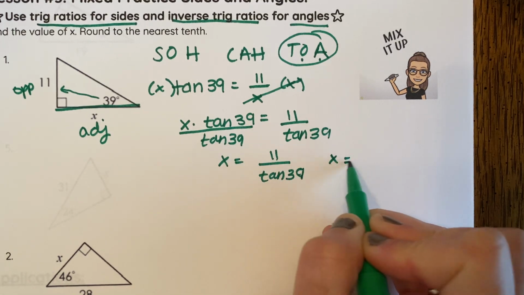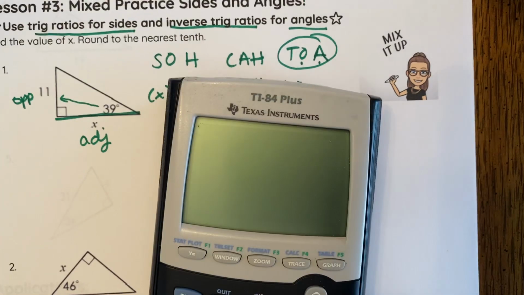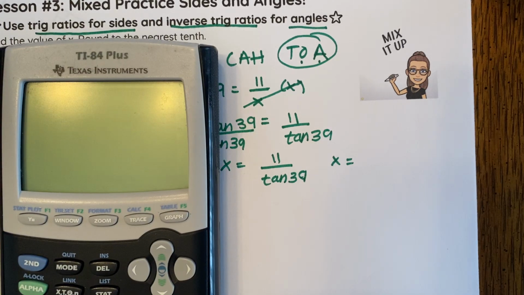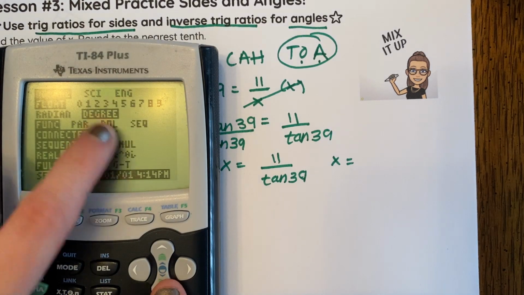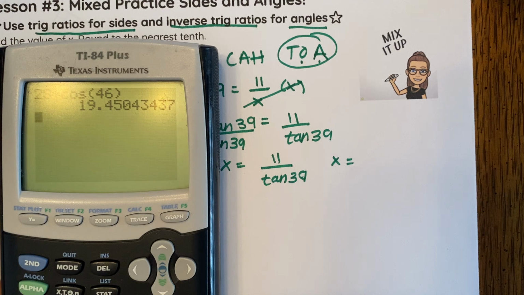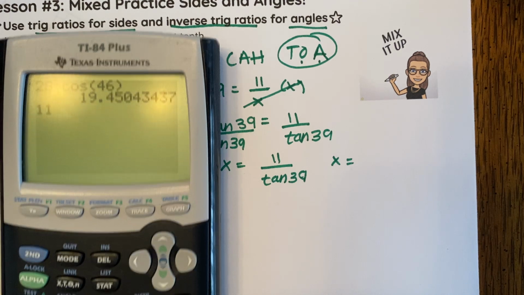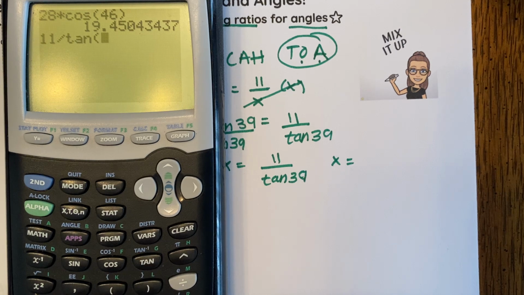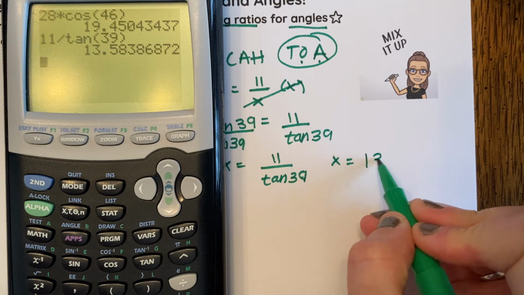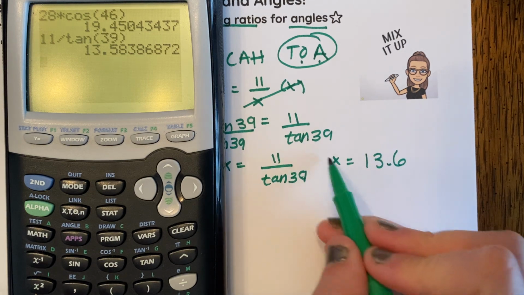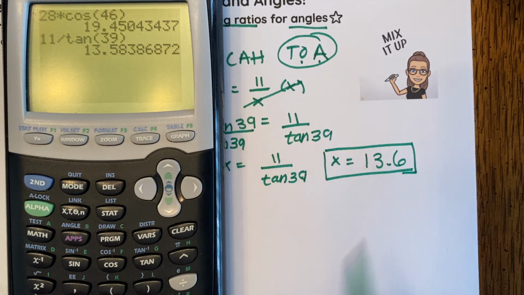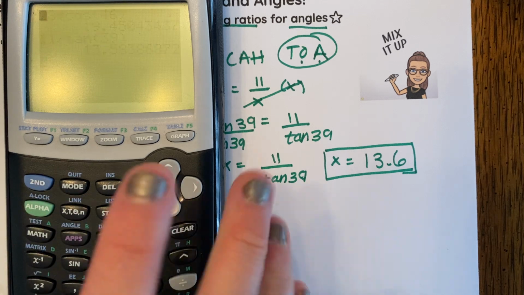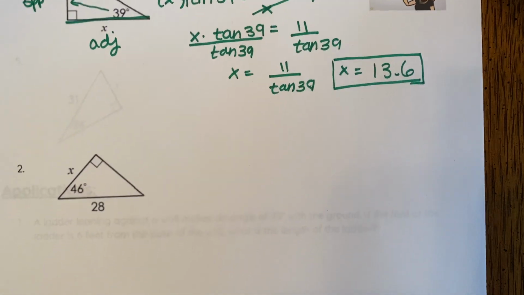Let's plug that into our calculator. Reminder that your calculator should be in degree mode. Again, mode, make sure it's on degree. All right, so we want 11, and we're going to divide that by the tangent of 39. So I'm going to round that, x equals 13.6 for number 1, okay?